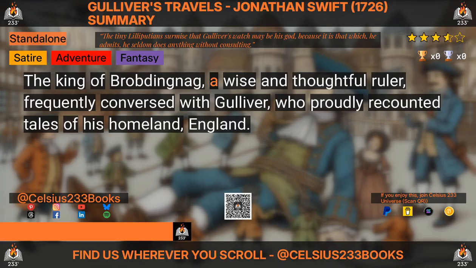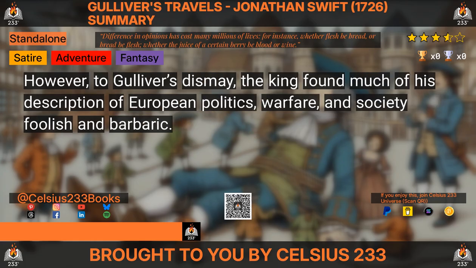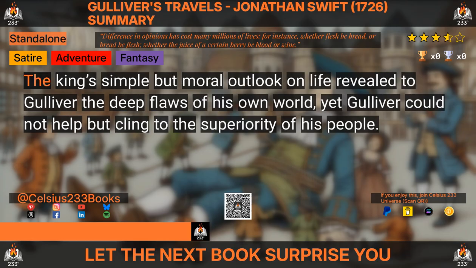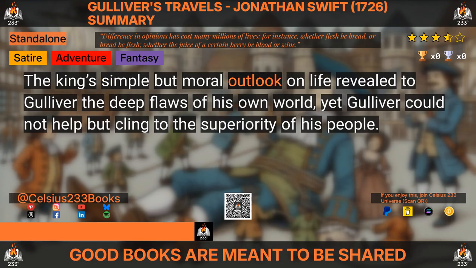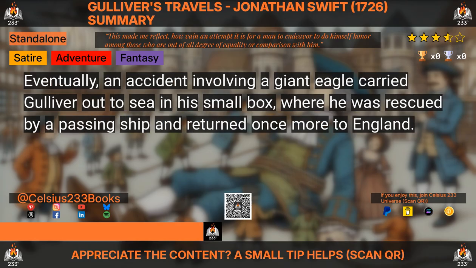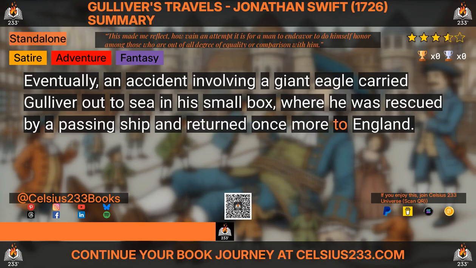The King of Brobdingnag, a wise and thoughtful ruler, frequently conversed with Gulliver, who proudly recounted tales of his homeland, England. However, to Gulliver's dismay, the king found much of his description of European politics, warfare, and society foolish and barbaric. The king's simple but moral outlook on life revealed to Gulliver the deep flaws of his own world, yet Gulliver could not help but cling to the superiority of his people. Eventually, an accident involving a giant eagle carried Gulliver out to sea in his small box, where he was rescued by a passing ship and returned once more to England.